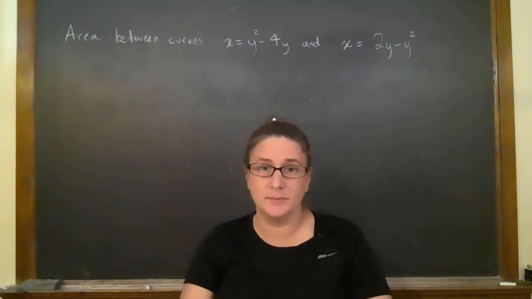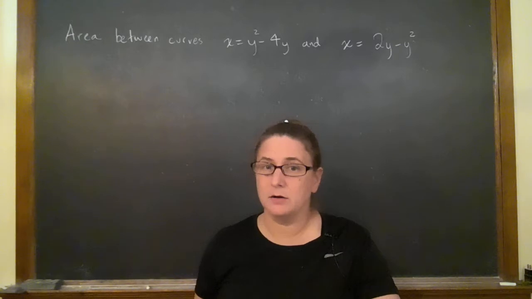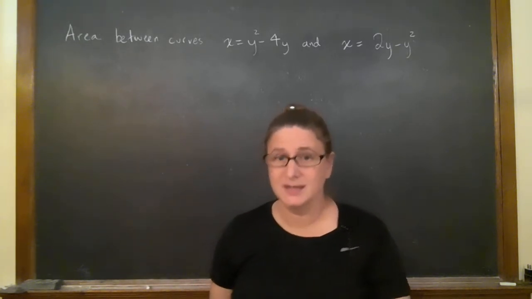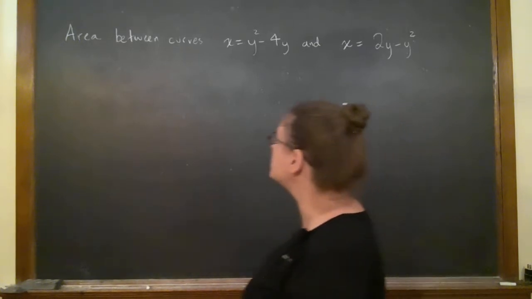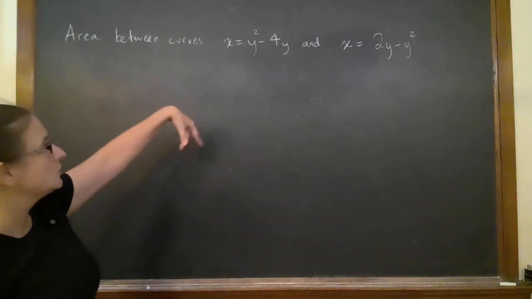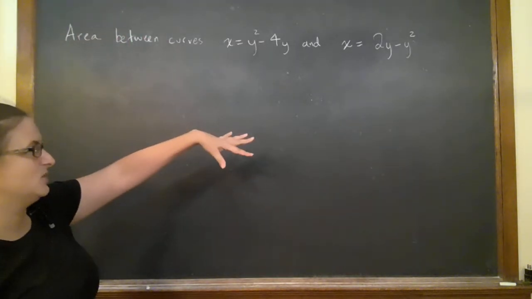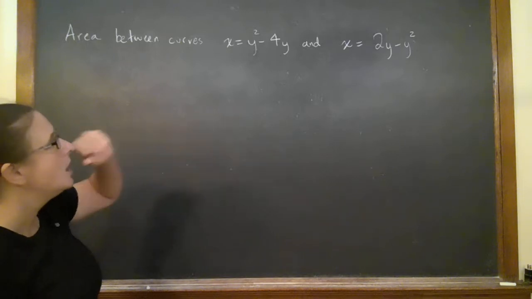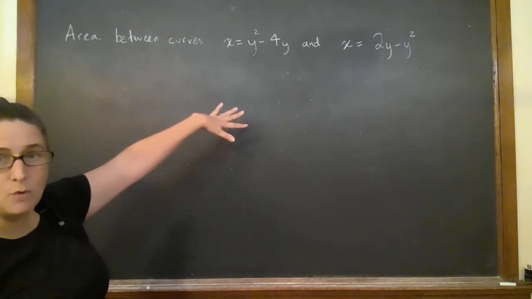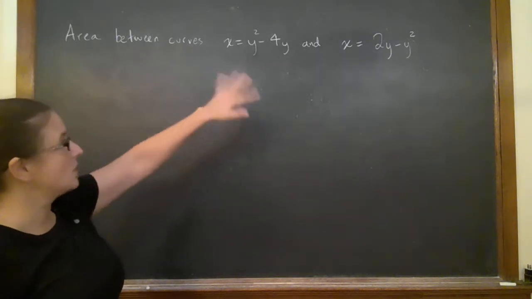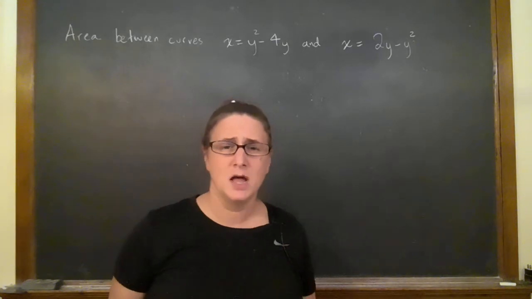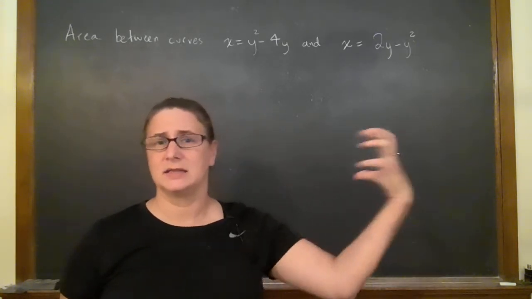So sometimes with area between curves, it works better to integrate with respect to y than integrate with respect to x. This is that kind of situation. So let me show you where we're asked to find the area between these two curves, x equals y squared minus 4y and x equals 2 minus y minus y squared. You can see first of all that they've got x in terms of y rather than y in terms of x. And these are two parabolas like our previous example of two parabolas, but they're parabolas facing this way.